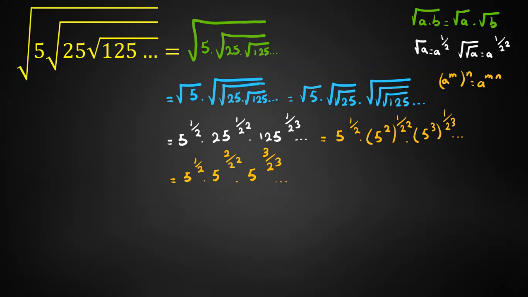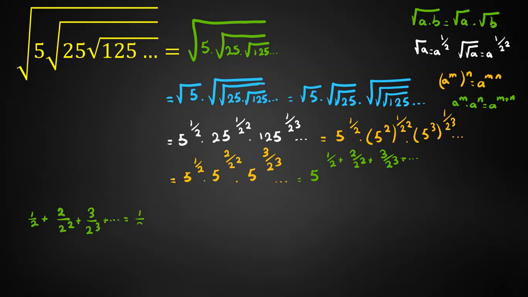By another power rule, we can say that a to the m times a to the n equals a to the m plus n. So this part will be 5 to the power of 1 over 2 plus 2 over 2 squared plus 3 over 2 cubed, and so on. So we should try to find the power.